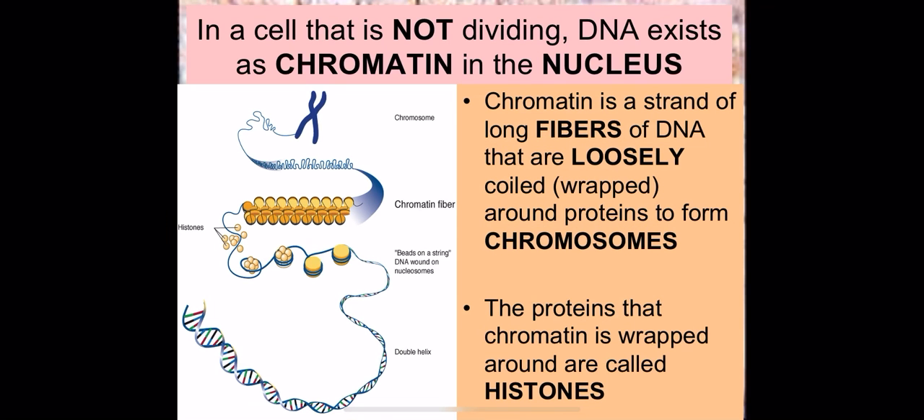In a cell that's not dividing, DNA exists as chromatin in the nucleus. We just talked about that. So if you look at the graphic that you have here, you can see your DNA double helix and how it gets wound around. Think about like a thread on a spool, okay? It gets wound around proteins called histone proteins. And then as it gets more and more tightly condensed, that becomes your chromosome.